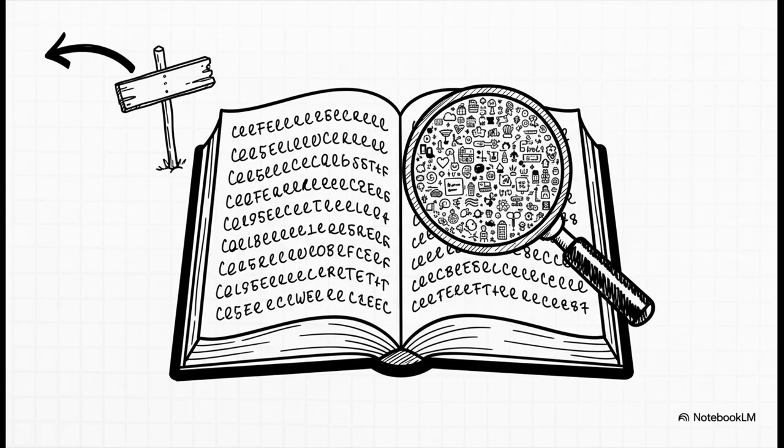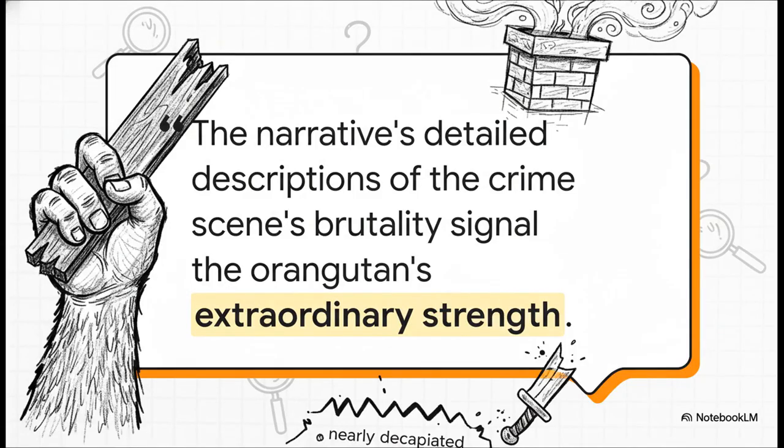If the author suddenly zooms in and spends a ton of time describing something, you need to ask why. It's like they're holding up a giant flashing neon sign that says, "Look here." That extra attention is almost always pointing to a clue. I mean, think about our case.